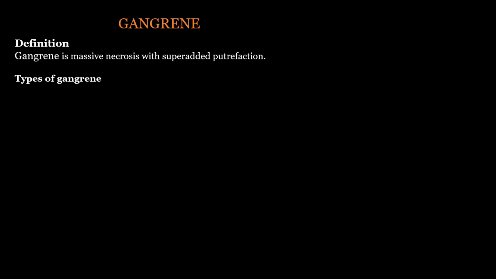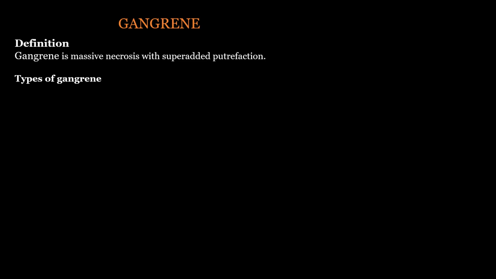Now let's talk about the last one, which is gangrene. What is gangrene? Gangrene is a massive necrosis with superadded putrefaction. Putrefaction refers to the decomposition of a substance with the help of bacteria. When bacteria decompose a particular substance, we call it putrefaction. So when necrosis is superadded with putrefaction, the term is called gangrene.